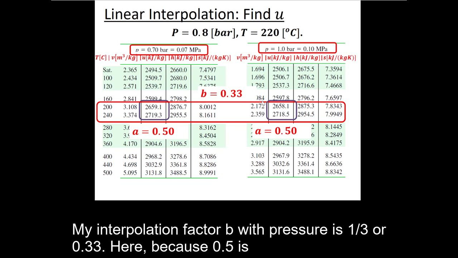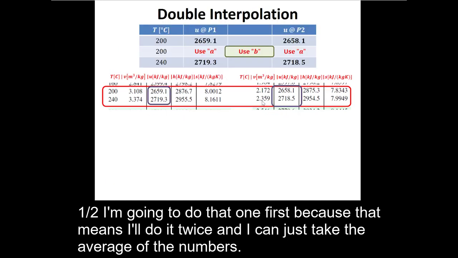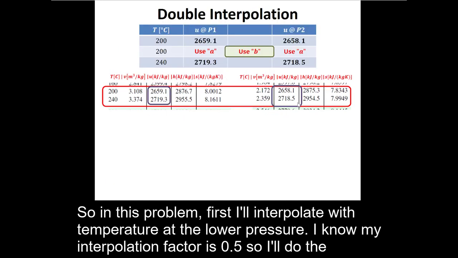Here, because 0.5 is 1/2, I'm going to do that one first because that means I'll do it twice and I can just take the average of the numbers. So in this problem, first I'll interpolate with temperature at the lower pressure. I know my interpolation factor is 0.5.